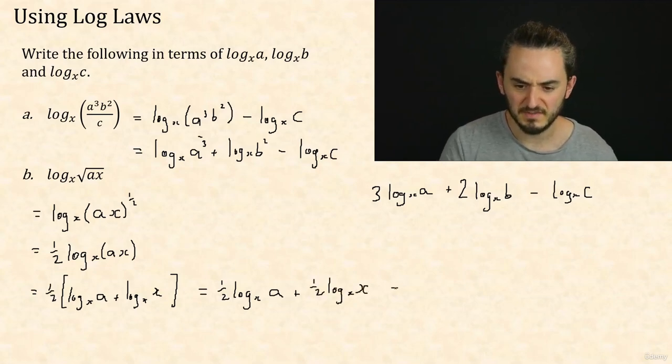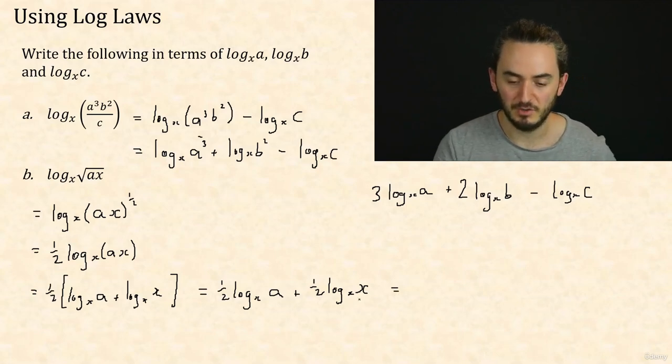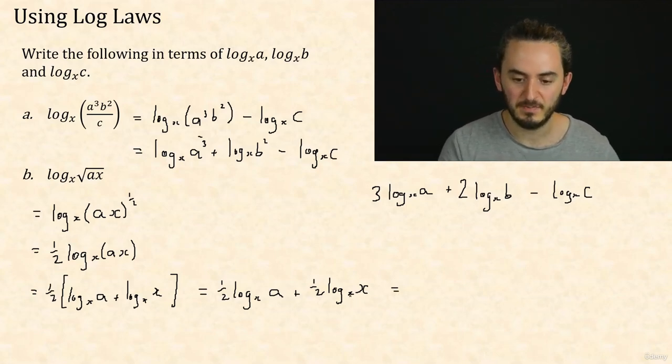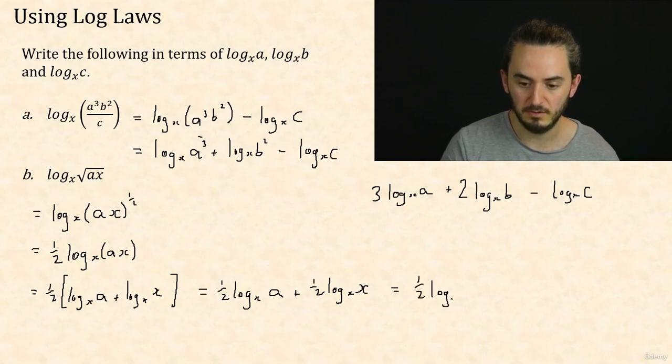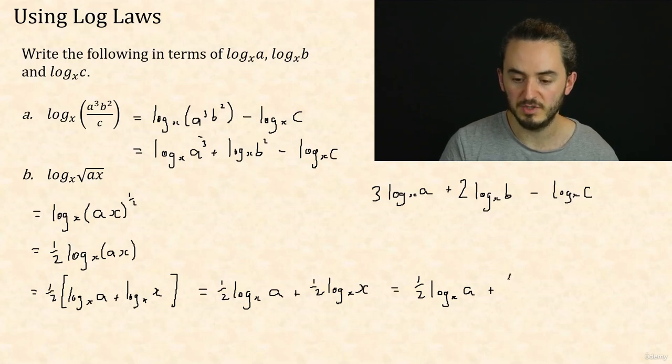What's log base x of x though? Well, think about the question, the logarithm question. That's saying x to the power of what equals x? Well, x to the power of 1 is x. So whatever number x is, log base x of x is always 1. That's a really, really useful one to remember. So what I've got is half log base x of a plus half times 1, which is half.